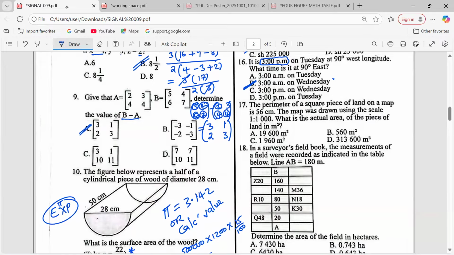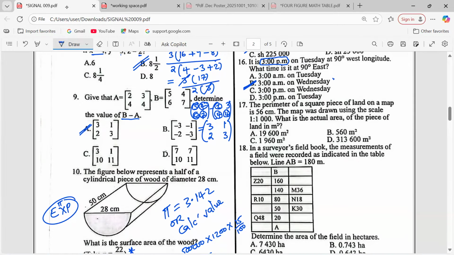You see, all the answers are conflicting. It's about 3:00. Then now we have Tuesday, Wednesday, AM, PM, AM, PM. You're supposed to be very sharp in that. Please make sure in such contradicting cases, you select the right answer.